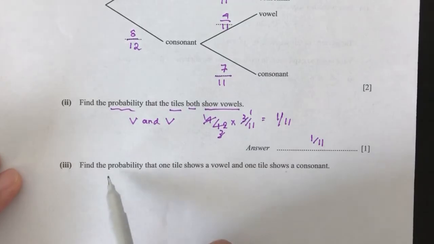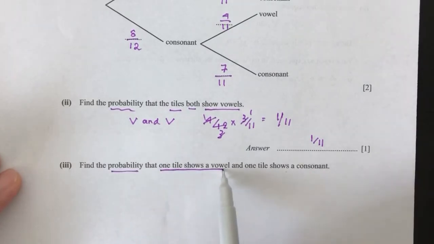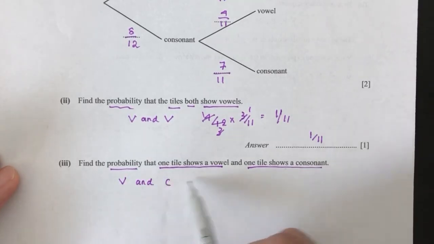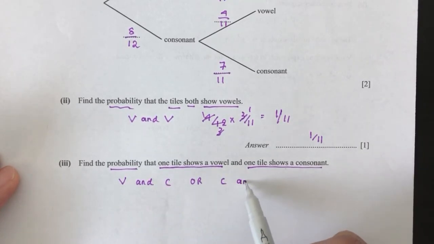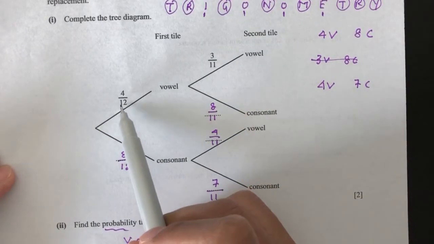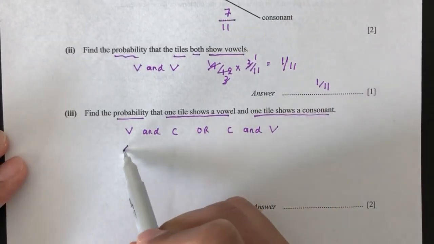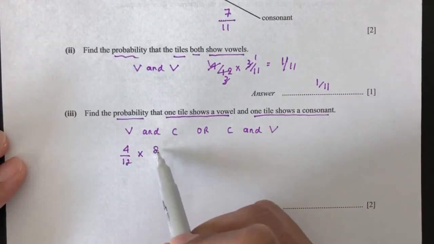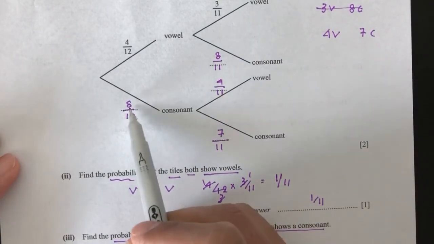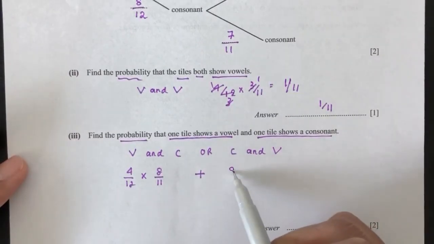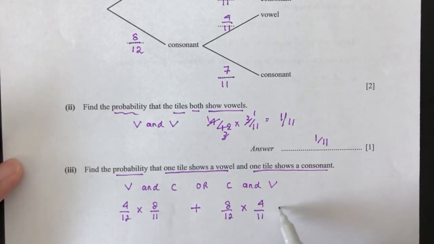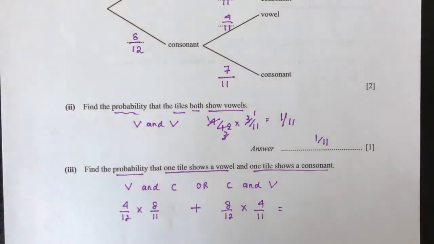Now for part 3, find the chance that 1 tile shows a vowel and 1 shows a consonant. So it can be vowel and consonant or consonant and vowel. So vowel and consonant, it will be 4 over 12 times 8 over 11. So let's write that. Times 8 over 11. Or is plus. Consonant or vowel, it will be this times this, which is 8 over 12 times 4 over 11.